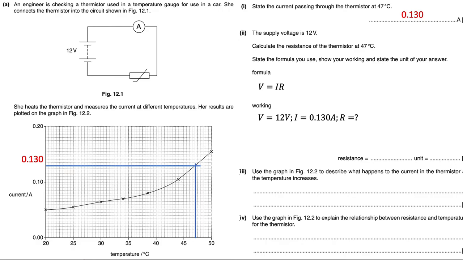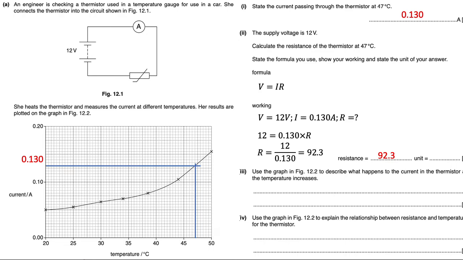So what we can do then is simply put in our numbers. We can rearrange and then we can write in the answer. Now you may have done the rearrangement earlier, you may be happy saying R is V over I. However, some students are not happy, and so this would be perfectly suitable for our Cambridge examinations, simply to rearrange after you put the numbers in. There's no shame in doing that. So we get a resistance of 92.3.